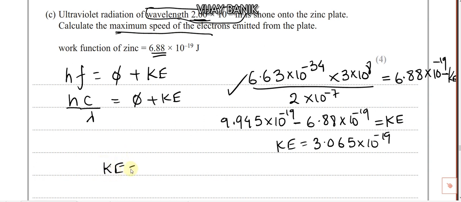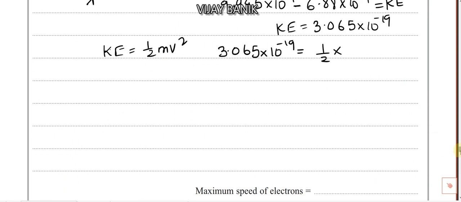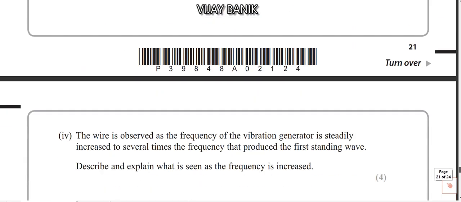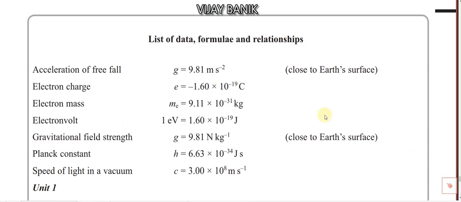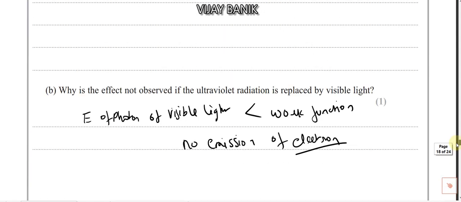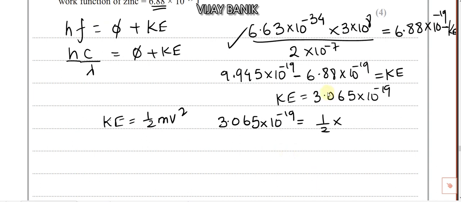Now kinetic energy is half mv squared. So whatever I got here, 3.065 into 10 raised to minus 19, is equal to half mv squared. Now the mass of the electron is given near the end of the question paper, in the formula sheet. So the mass of the electron is 9.11 into 10 raised to minus 31 kg, times v squared.